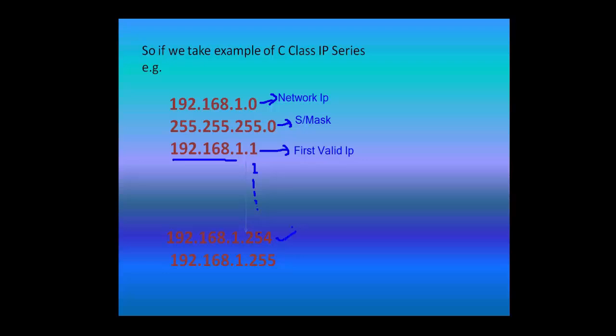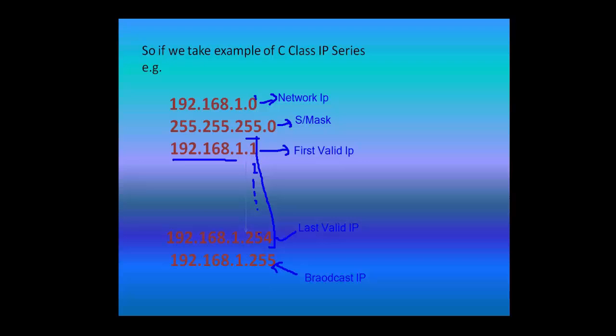It is known as the last valid IP. And then it is the broadcast IP. It is known as the broadcast IP. Remaining all, these are the valid IP range.